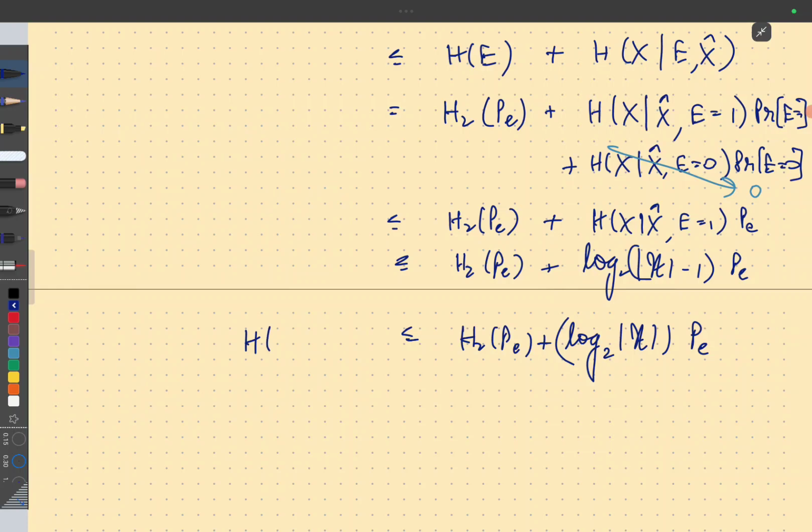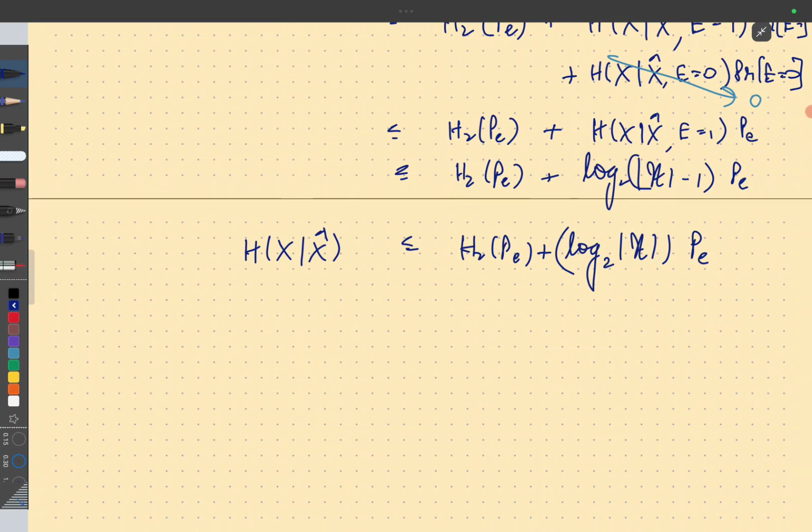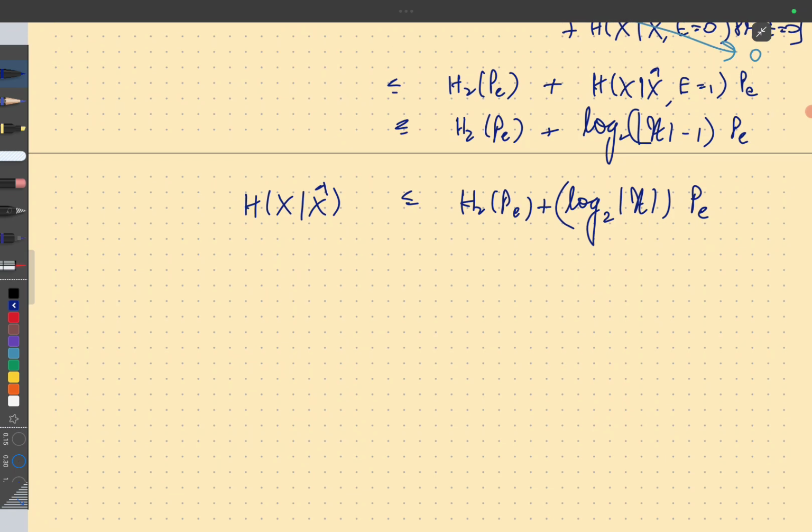So the entropy of x given x hat is less than or equal to the binary entropy of pe plus pe times log cardinality of x. Now I want to also show that this quantity is greater than or equal to h of x given y. All right, and that basically just follows from the data processing inequality.